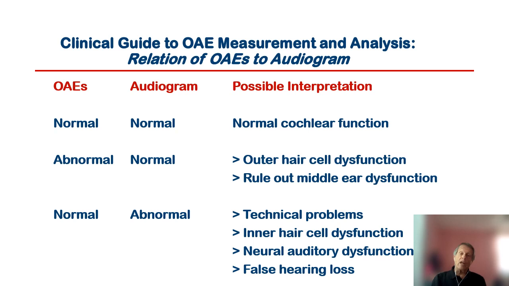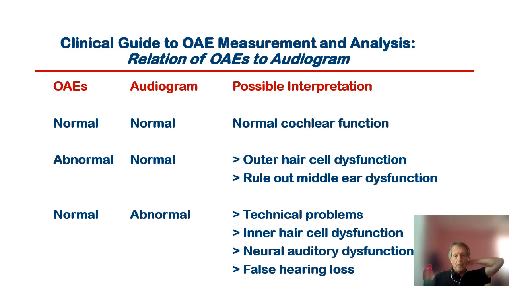Another, probably more likely, explanation is the OAEs are normal because they are measuring just outer hair cell function. The audiogram's abnormal because there's a neural problem. It could be an acoustic tumor. It could be neurofibromatosis if it's in both ears. It could be any number of explanations. It's very unusual, but you will detect it right away if you perform OAEs, because they'll be normal in that case when the audiogram is quite abnormal.